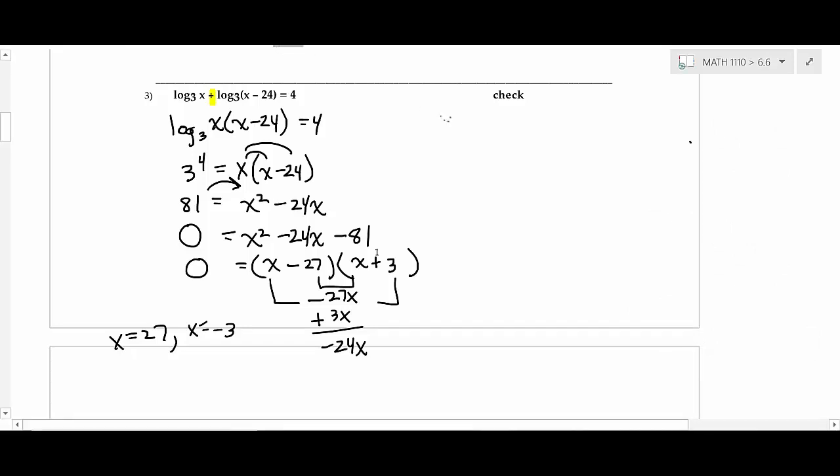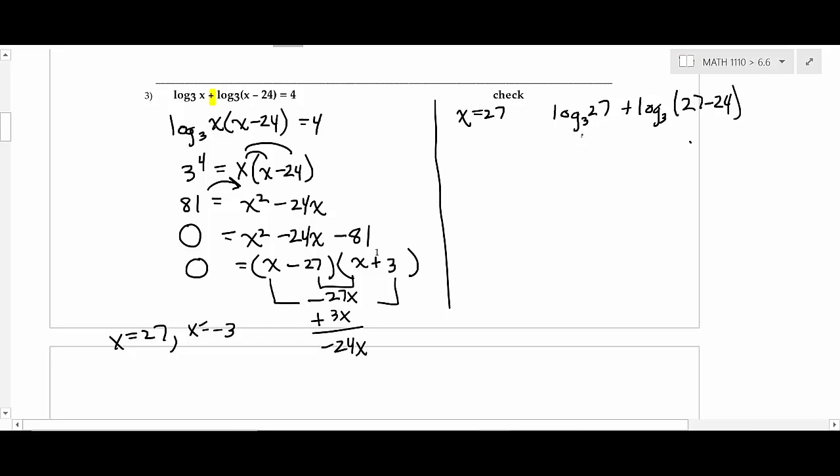You want to check both of these answers and make sure they're right. So the first thing I'm going to do on this is start with x equals 27 and plug it in. We're going to plug it into the original equation. So that would be log base 3 of 27 plus log base 3 of 27 minus 24. We're going to work that out without a calculator or anything and see if that's 4.